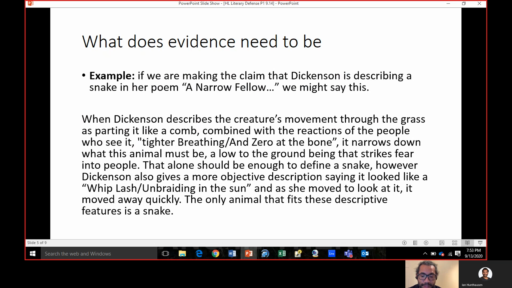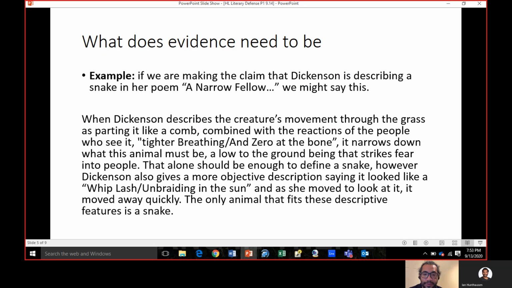However, Dickinson also gives a more objective description, saying it looked like a whip lash unbraiding in the sun. And as she moved to look at it, it moved quickly away. The only animal that fits these descriptive features is a snake. So it's very simple, just several sentences using some quotes, using some paraphrasing, and an explanation why this thing has to be narrowed down to a snake.